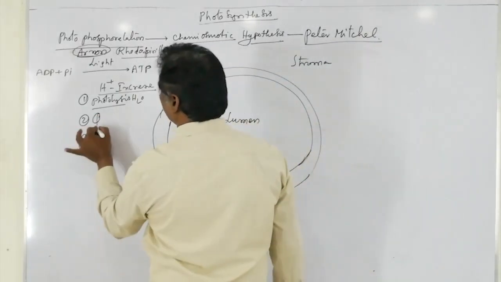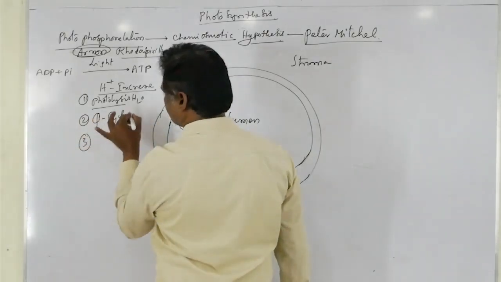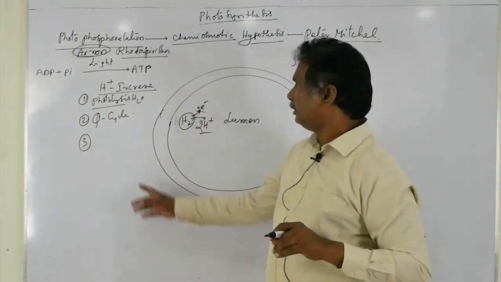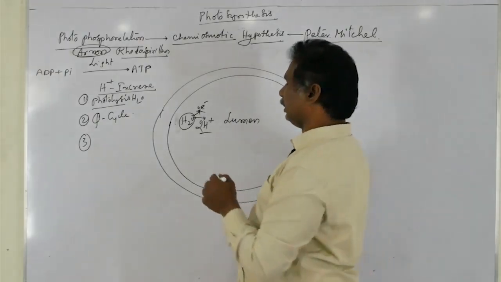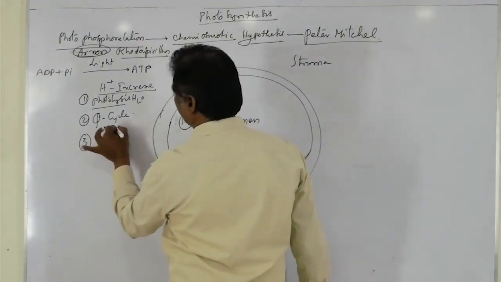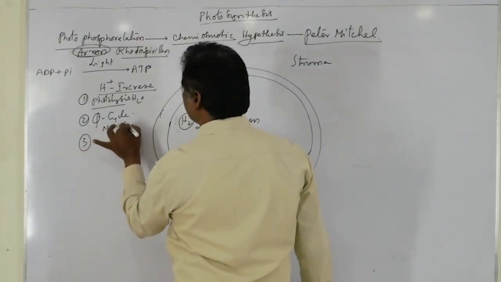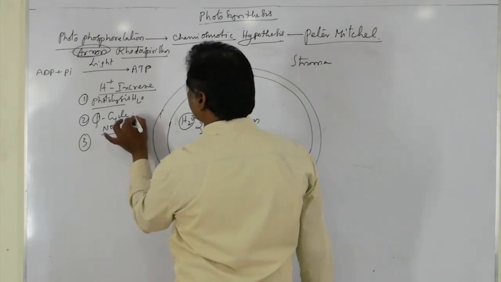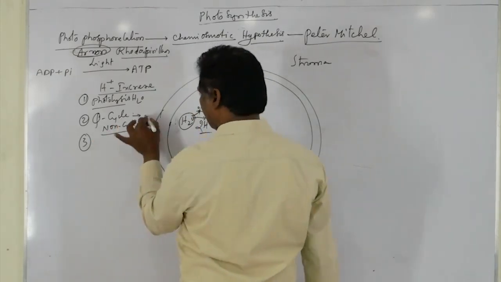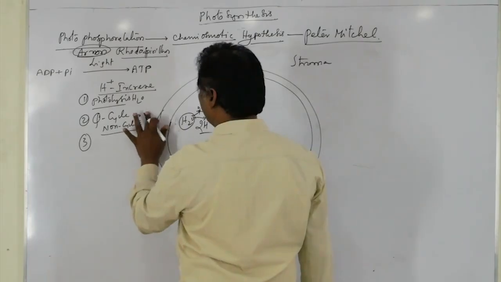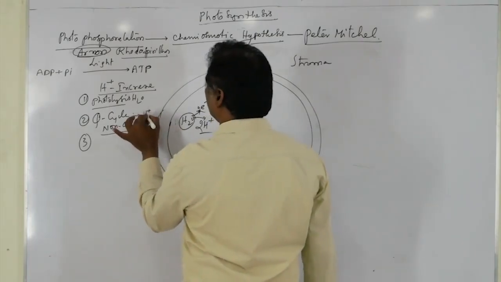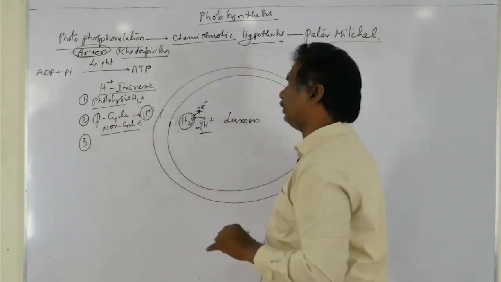And the second one is the quinone cycle, already discussed in the previous class. The quinone cycle of the non-cyclic electron transport is also providing protons into the lumen.